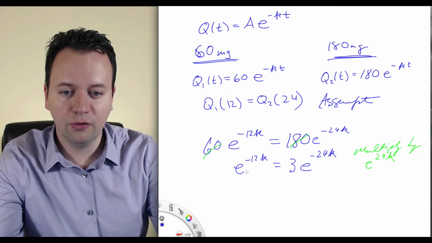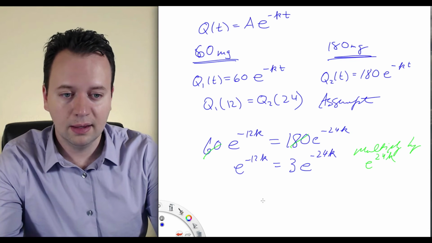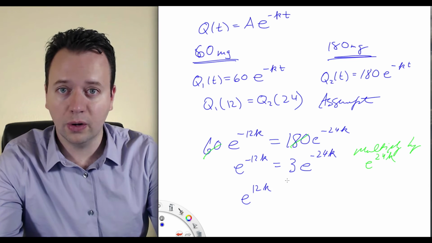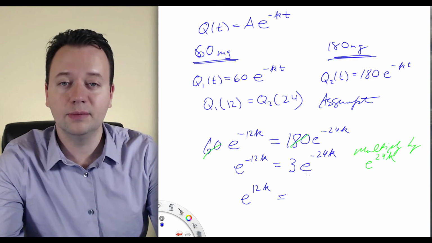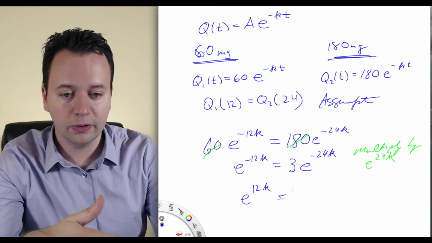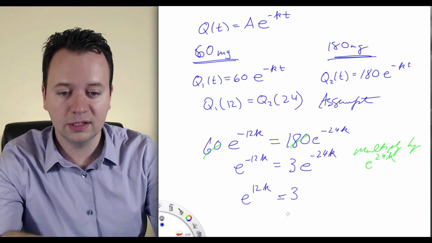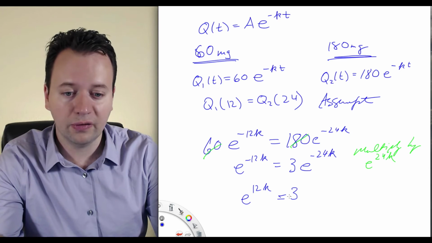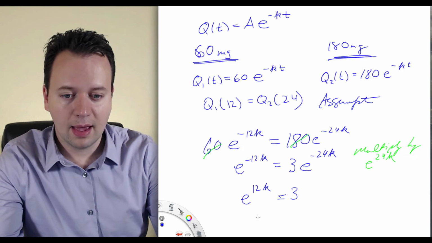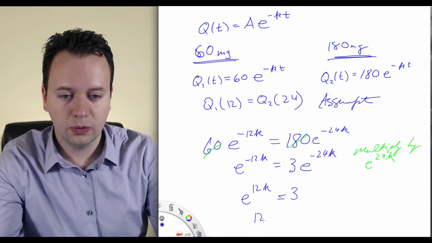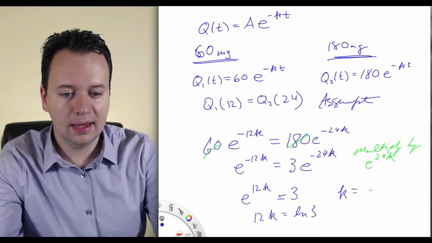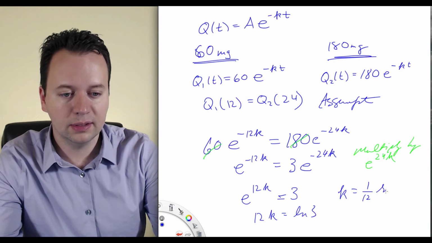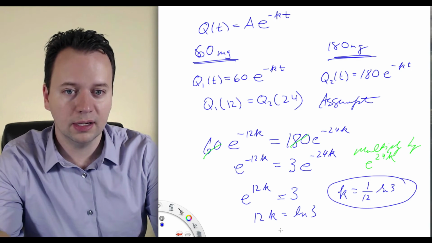Well, e to the 24k times e to the minus 12k is just e to the 12k, right? Because you do 24 minus 12 and you get 12. And then e to the plus 24k times e to the minus 24k, those are reciprocals, so you just get 1. And of course the 3 is still out here. So e to the 12k is equal to 3. And therefore 12k is equal to the ln of 3. Therefore k is equal to 1 over 12 times the ln of 3.